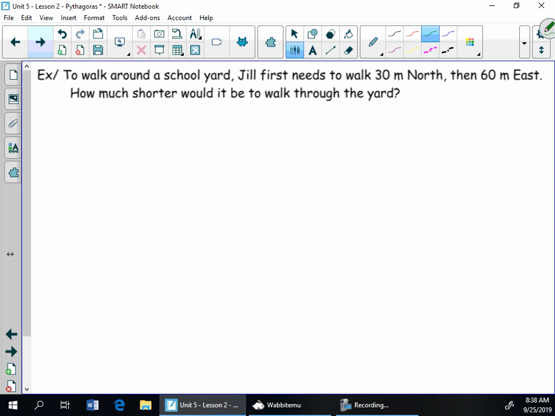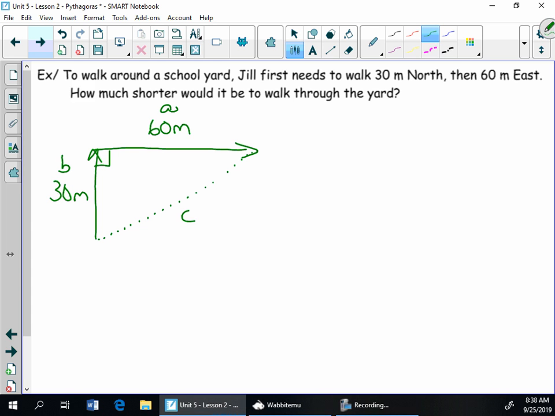Let's see how we can apply it. To walk around the schoolyard, Jill first needs to walk 30 meters north, then 60 meters east. How much shorter would it be to walk through the yard? So she's got to walk 30 meters north, and then she has to walk 60 meters east. How much shorter would it be if she could just do this? Well, doesn't this look like a right angle triangle? Can we not find side C? It's my hypotenuse. If I know A and B, I think so.